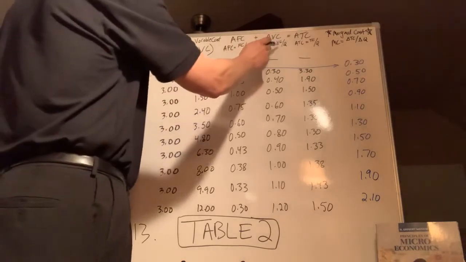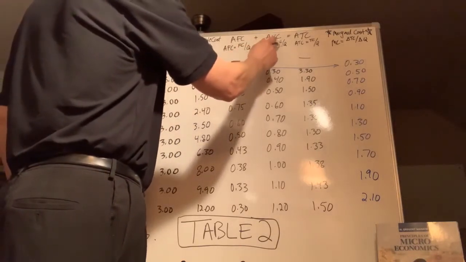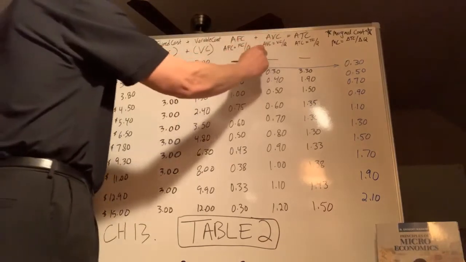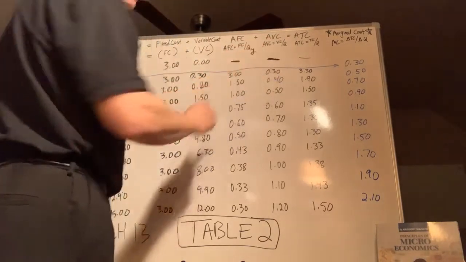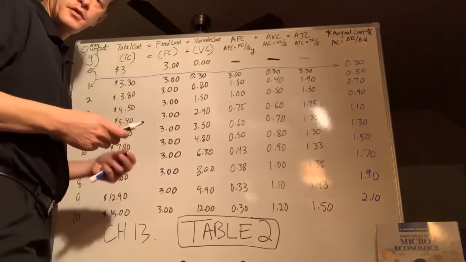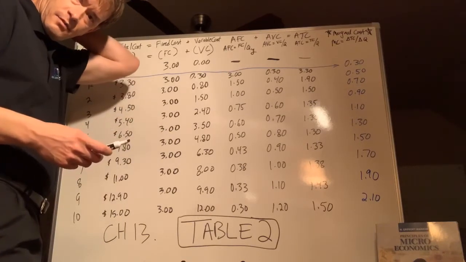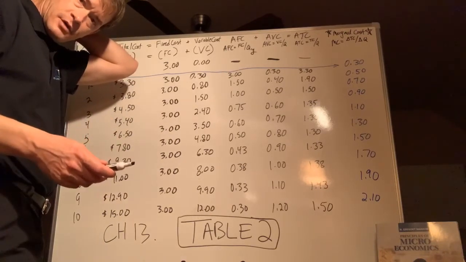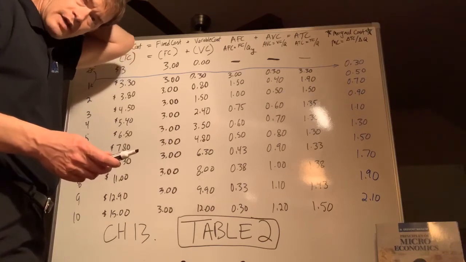Okay, your average variable cost is your variable cost from over here divided by quantity. We want to know these averages over time because we're going to be able to graph it later on in the chapter and be able to tell a whole lot from that graph.